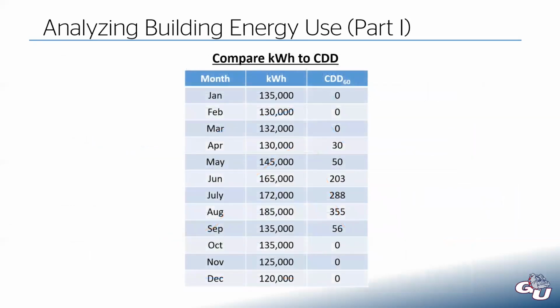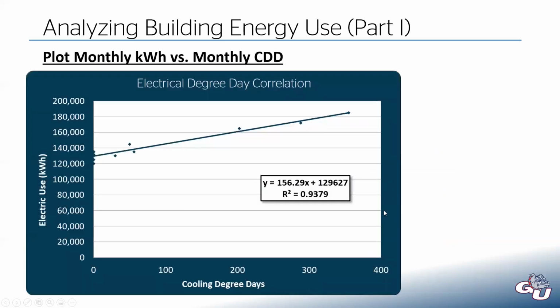And so if we were to plot the monthly kilowatt hours against the cooling degree days, in this case, I used a balance point of 60 degrees. So I plot these on a chart, and this is what I get.